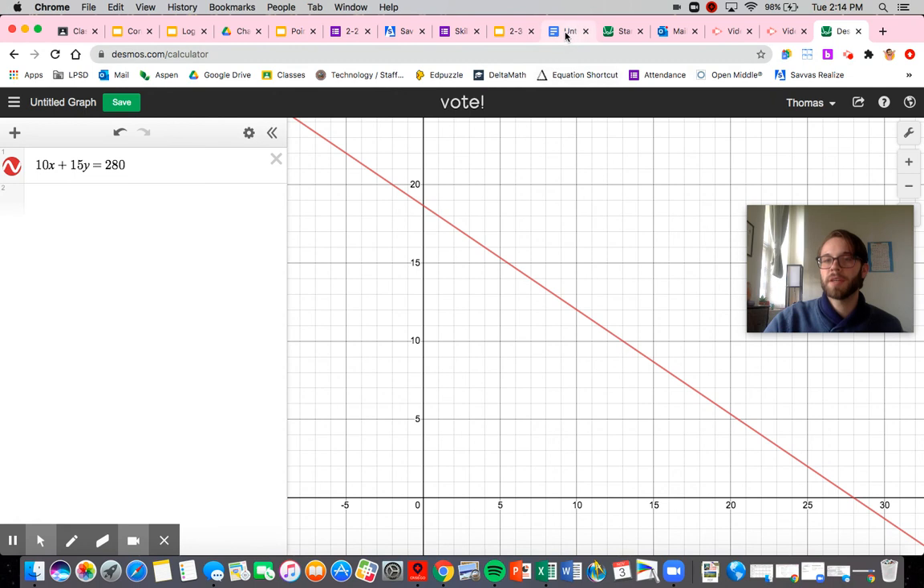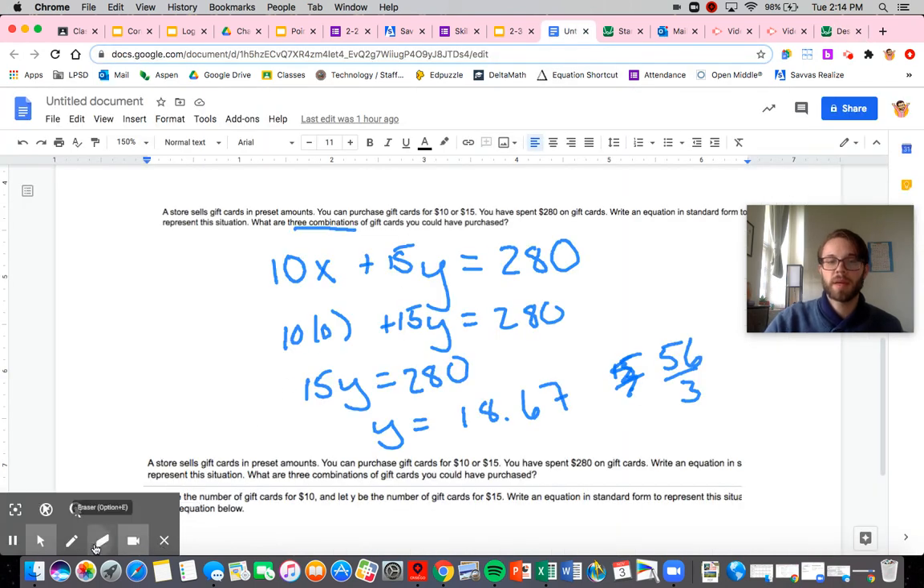And in case you're curious, why were we setting it up in this regard? We set it up as 10x plus 15y equals 280 because we were saying $10 per gift card and $15 per gift card is equal to $280. So this is just our way of figuring out the costs.